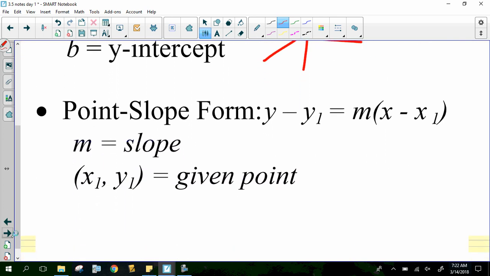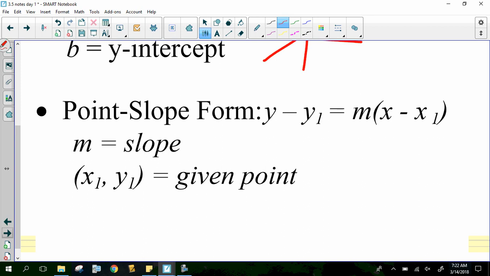Then point slope form is y minus y1 equals m times x minus x1. And m is still the slope. x1, y1 is your given point, and then you'll always just end with an x and a y in your equation. So that's your point slope form. So you'll use that form if you're given the slope or can find the slope and you're given a point.